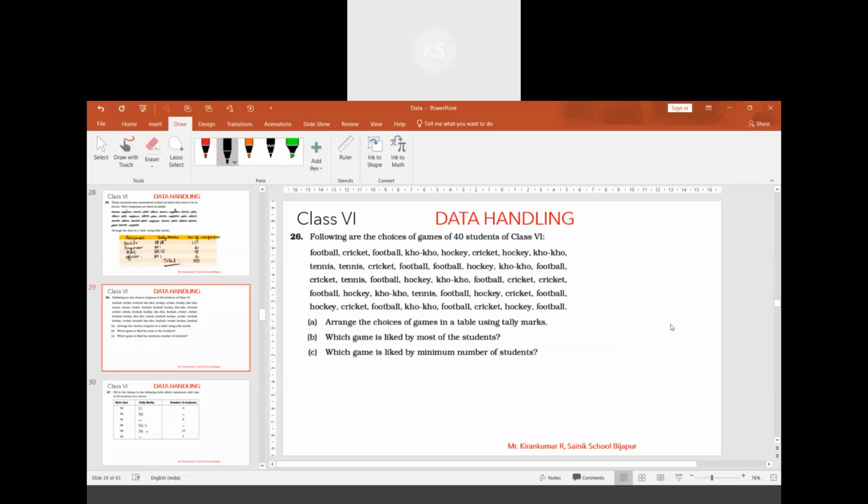Next question is also on the same lines. There are 40 students, and these are the preferences of the games they like. Football, cricket, football, cricket, football, kho-kho, and so on, tennis, hockey. These are the games. So for this, you have to make a tally mark and write the number of students. After doing that, you have to identify which game the maximum number of students like.